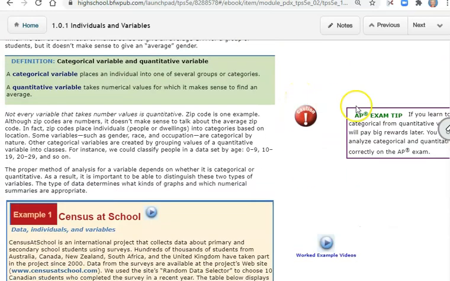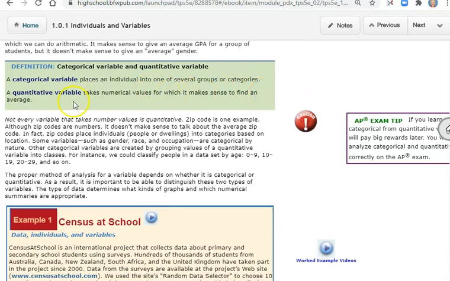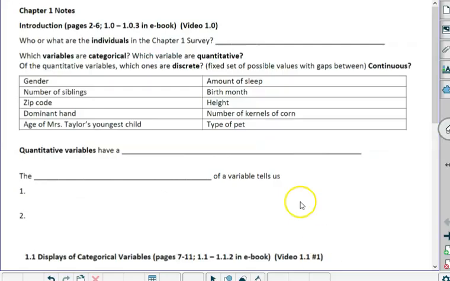Then we want to look at two types of variables, categorical variables and quantitative variables. A categorical variable places an individual into one of several groups or categories. A quantitative variable takes numerical values for which it makes sense to find an average. So let's take a look at the data we collected in our class survey.